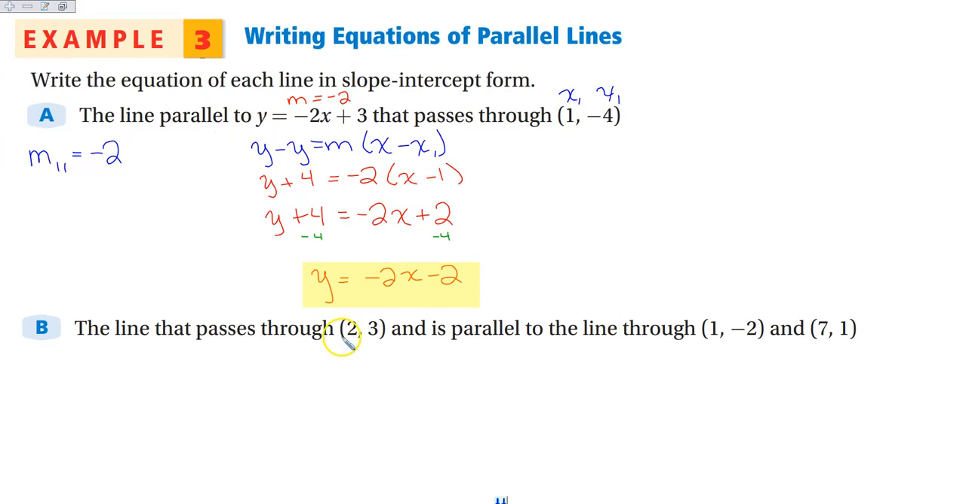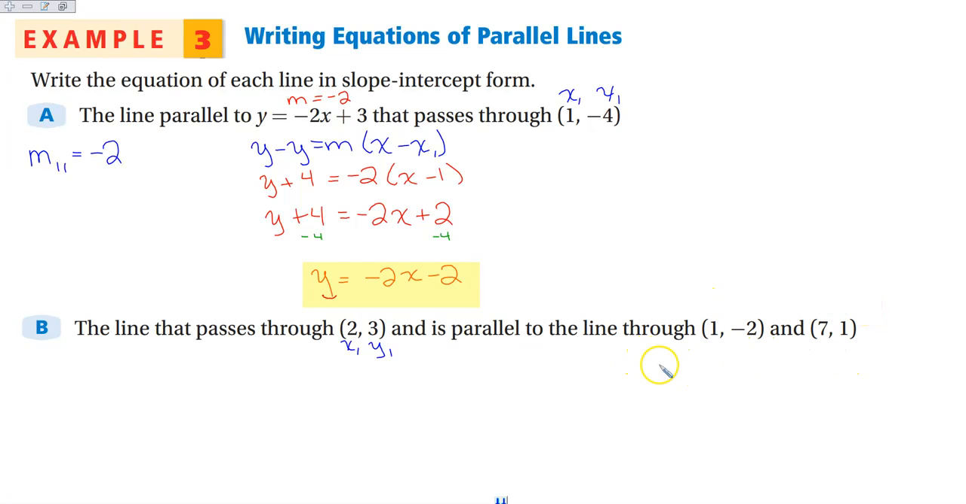Okay, so again, we have here a point. So I'm going to go ahead and label this as, actually, let me change colors. I'm going to go ahead and label this as x1, y1. And I want it to be parallel to the line that goes through these 2 points. Okay, so let's clarify what's happening here. This point is on the parallel line that we want. These 2 points are on the original line.